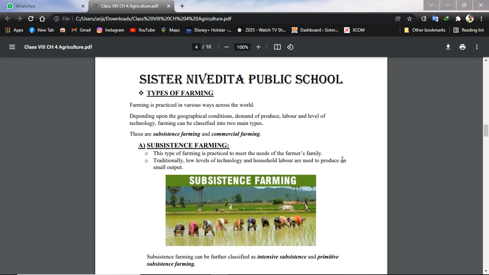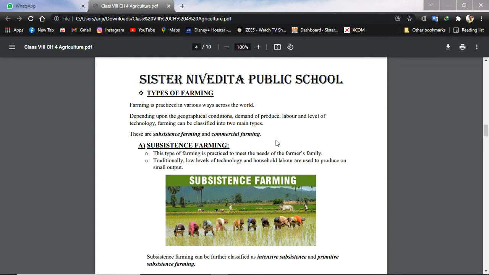Now we have to know about the types of farming. There are mainly two types of farming. One is subsistence farming and the other is commercial farming. Subsistence farming and commercial farming. Okay, so first we have to know about subsistence farming.